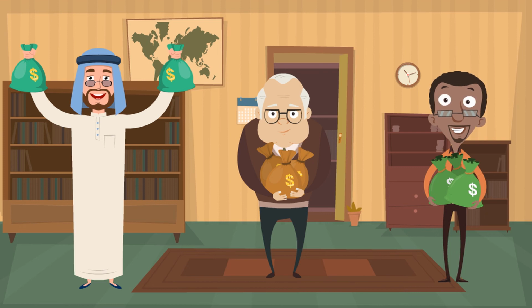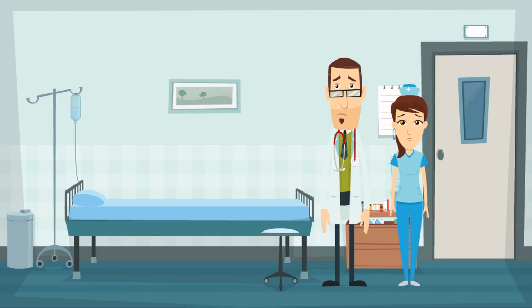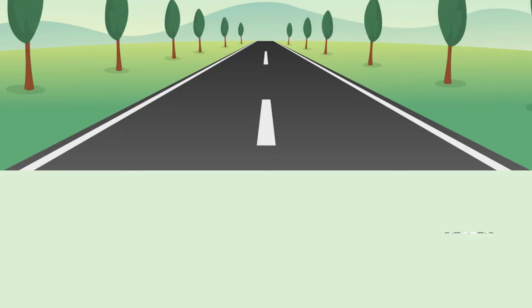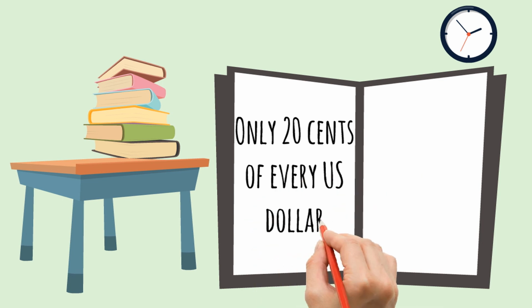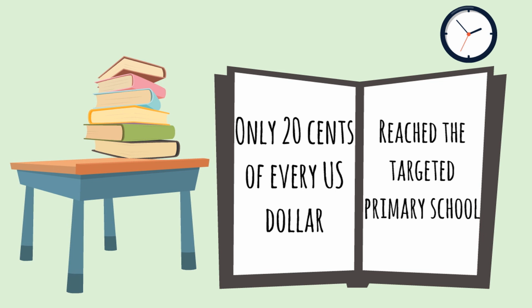A common occurrence is when government leaders in recipient countries divert the aid funds for personal use. This is money that could have otherwise created new schools, new hospitals, and other infrastructure. For example, in 1990s Uganda, only 20 cents of every US dollar of government spending on education reached a targeted local primary school due to corruption.